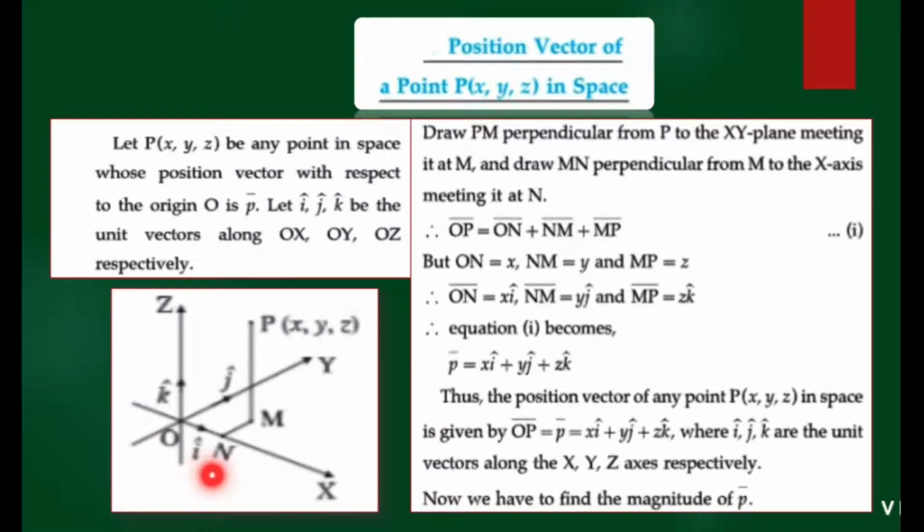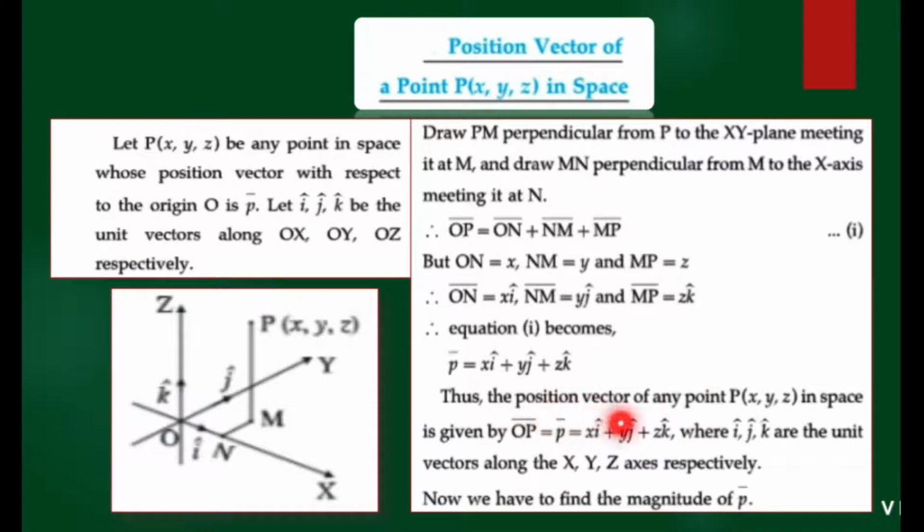So we write here ON bar equals x i cap. This NM is at a distance y unit, so we write NM bar equals y j cap, and this MP is z k cap. So after substituting these values in equation 1, ON bar we replace by x i cap, NM bar we replace by y j cap, and MP bar we replace by z k cap.